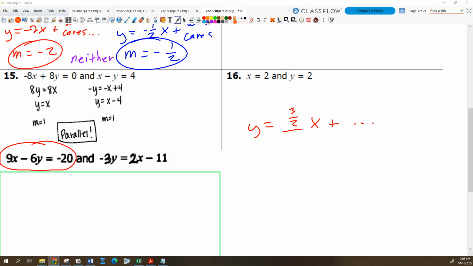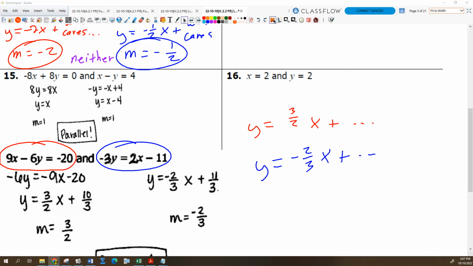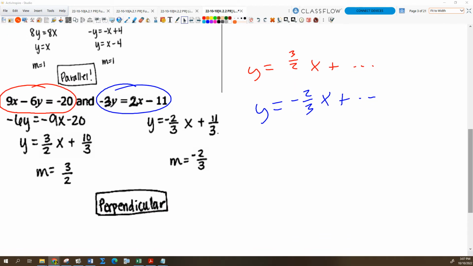Okay, how about the blue line? If I solve for y, plus who cares? Exactly. So based on that, we can see that those are perpendicular, aren't they? Because those are opposite reciprocals. Okay? 3/2 and -2/3. So they are perpendicular. Okay? Give me 1 to 5. Does that all make sense?